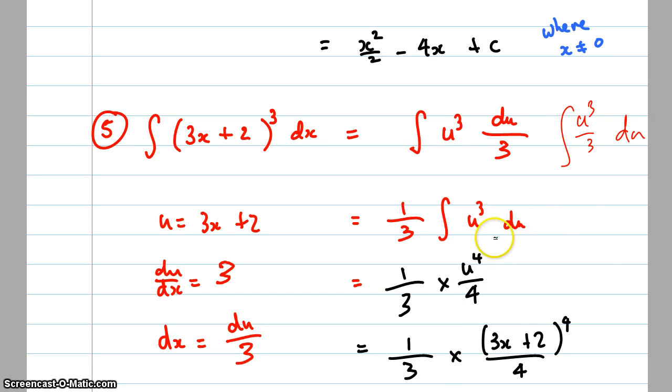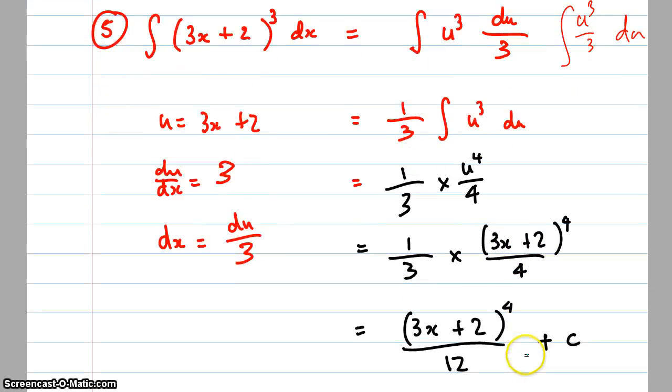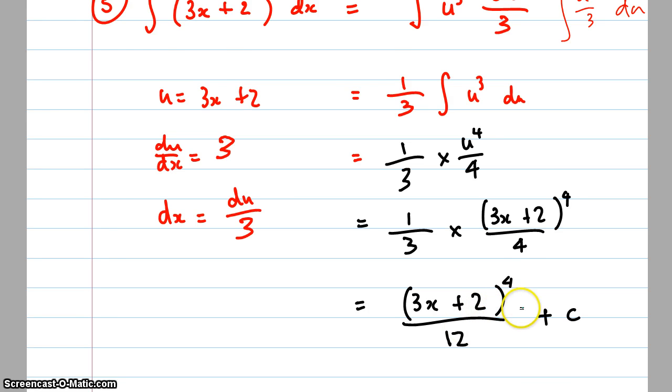So I do that, u to the power of 4 on 4, and then I can put u back in now because u is something that I've artificially put in. So u equals 3x plus 2, all to the power of 4, and the end result ends up being 3x plus 2 all to the power of 4 over 12, then plus c.